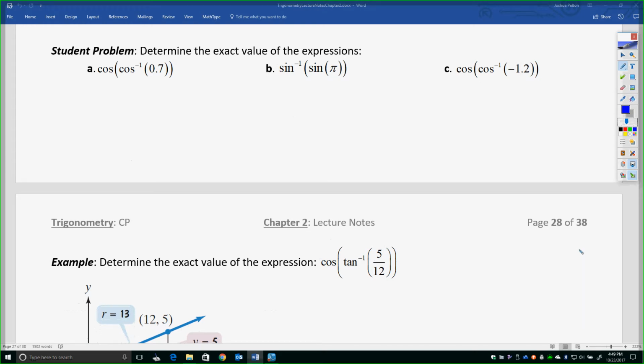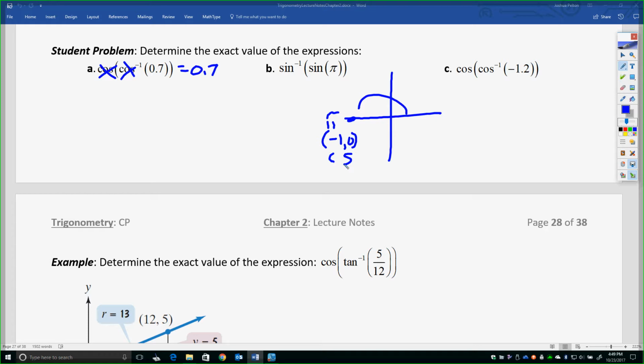Okay, for the student problems, the 0.7 is in the range of cosine and inverse cosine, so we're fine. The answer is just 0.7. Okay, so here, if we do sine of pi, we have to figure out where sine of pi is. So we do this. That's pi, and that coordinate is -1, 0. And the value of sine there is 0.